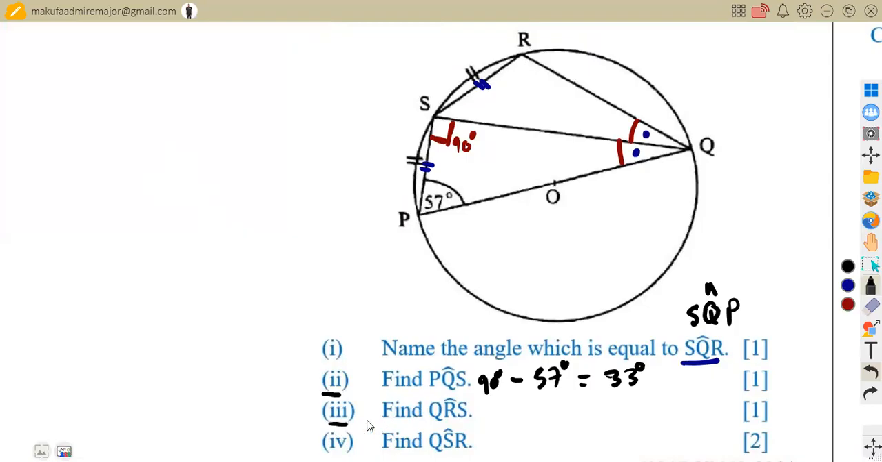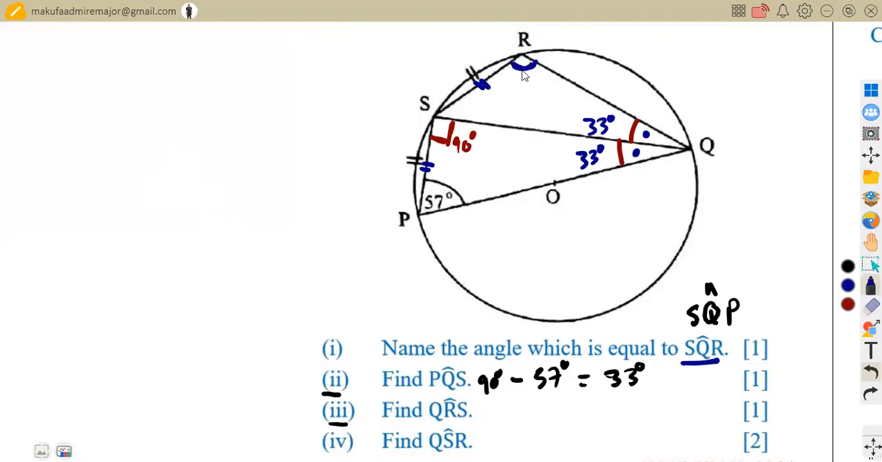All right, then item 3, QRS. So we now have this angle here. We said this is 33. Try to fill in your diagram also. This is also 33 because we said they are equal. QRS, that is Q to R to S. All right, this angle here, QRS.